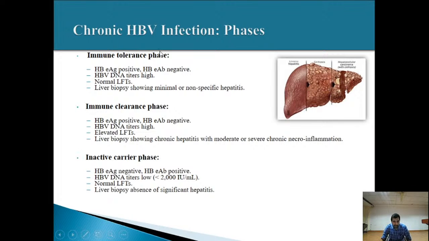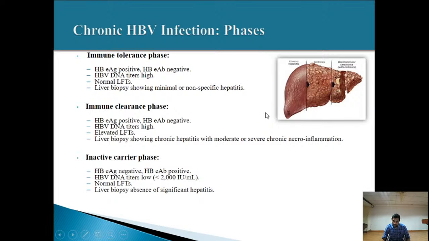So the immune tolerance phase. What is this phase? This is mostly seen in perinatal infection or early childhood infection. What happens is the immunity will not think of hepatitis B virus as an infection. It will think that this is something within the body itself. It will not recognize hepatitis B virus as a foreign antigen. So the virus happily replicates within the liver. That's called immune tolerance. The body will tolerate the virus. So what will be positive in these patients? Like I said, hepatitis surface antigen will anyway be positive because the person is infected.